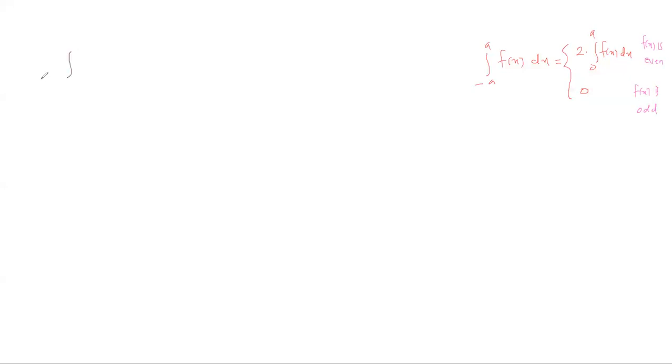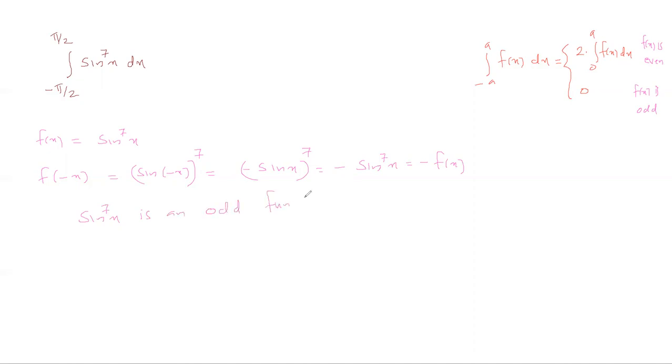Another question. Integral from minus pi/2 to pi/2 of sine to the power 7x dx. So again minus a to a. Either your function f of x is equal to sine to the power 7x. So f of minus x: put minus x in place of x, sine of minus x to the power 7. That is minus sine x to the power 7. Minus to the power 7 gives minus sine to the power 7x, which is minus of f of x. That means sine to the power 7x is an odd function. So therefore, this value is equal to 0.